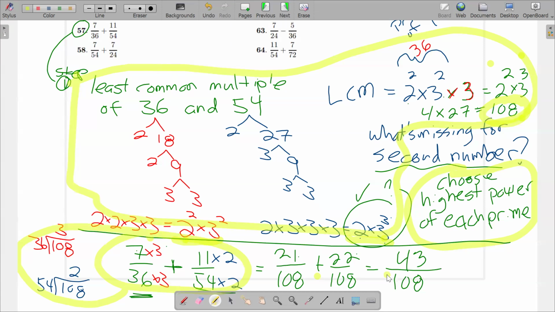Now this one didn't happen to reduce, but sometimes even with the lowest common multiple, you still have to reduce. Fortunately, there's not many like this in the homework. There's only a few. All right, you're done, Shay? Okay, I'll see you later.